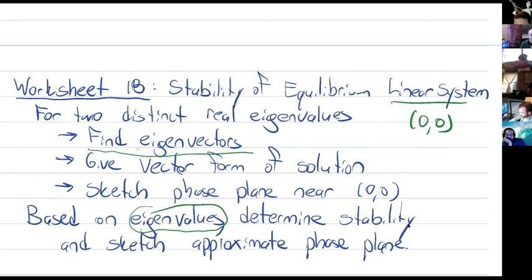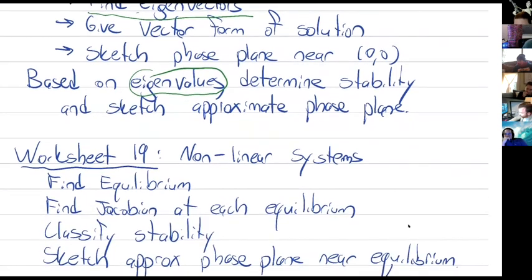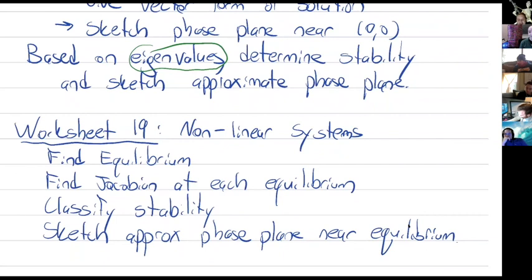So worksheet 18 was all about how we can interpret eigenvalues, what they tell us about the long-term behavior of solutions that start near the origin. And then the last thing we did is we just said, well, let's take these same ideas and apply them to nonlinear systems. So if we want to look at stability of equilibrium for nonlinear systems, then what we did is at each equilibrium, we approximated the differential equation with a linear system, and then we found the eigenvalues and did the same analysis for those.